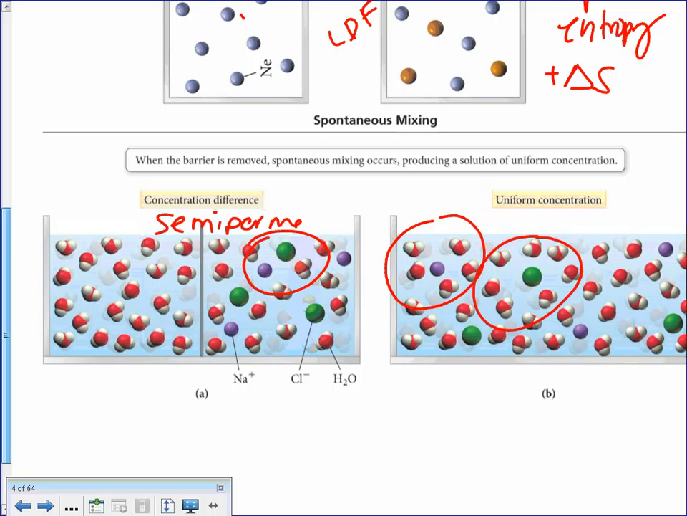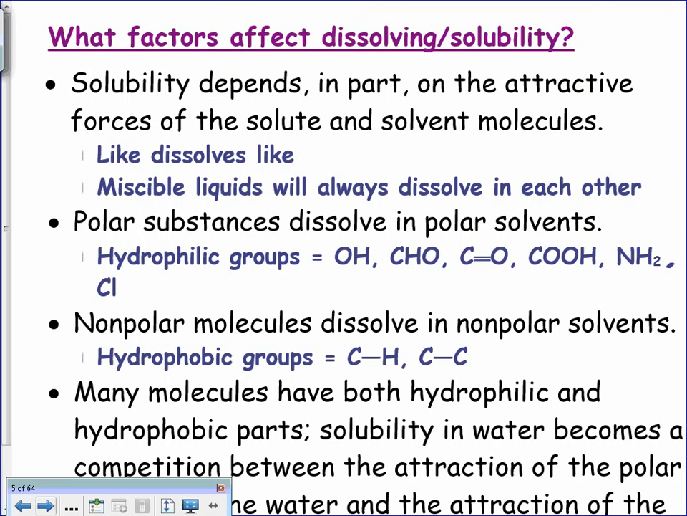Okay, so positional entropy is going to allow for us to help explain spontaneous mixing or thermodynamically favorable processes. Okay, this is review. So in terms of trying to decide or explain when something will dissolve or be soluble, you're just explaining the like-dissolves-like debate, which is really just regarding the IMFs of the solute and the solvent.